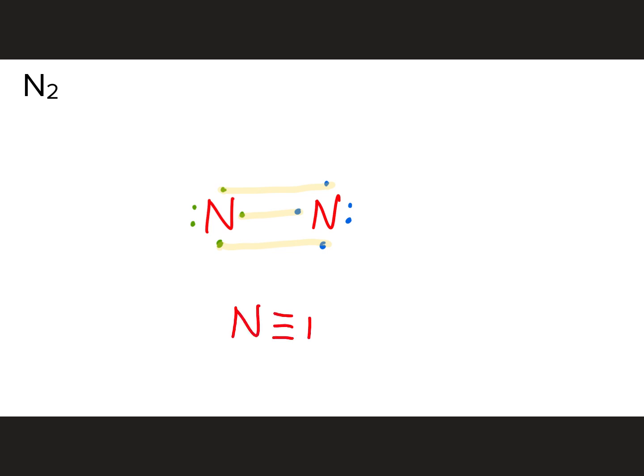So there will be 3 pairs shared between the 2 nitrogens, and then the 1 lone pair it still has on itself. So on the left we have 2, 4, 6, 8, and on the right we have 2, 4, 6, and 8.